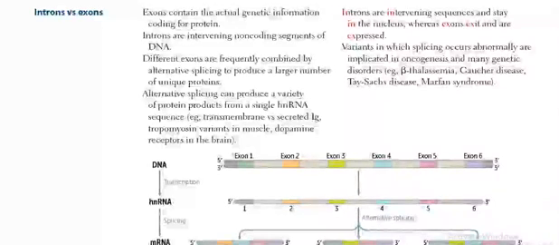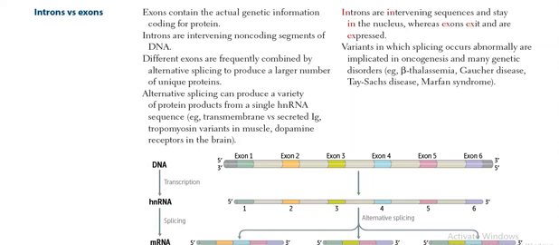Hello everyone, in this video we are going to see what exactly are exons and what are introns. Exons contain the actual genetic information coding for the protein. That is, they contain the genetic codons required for the polypeptide chain synthesis, which determines the amino acid composition of the protein. Introns are intervening non-coding segments of DNA.